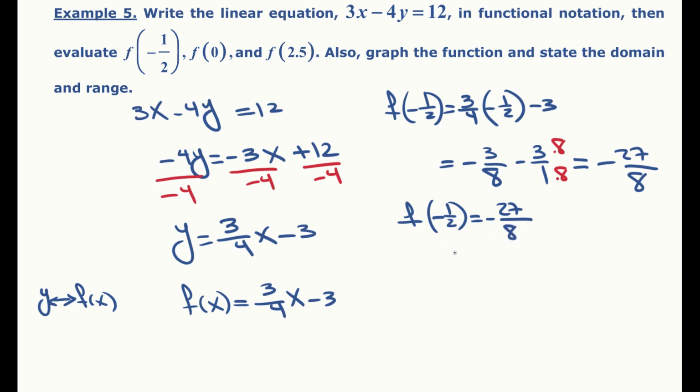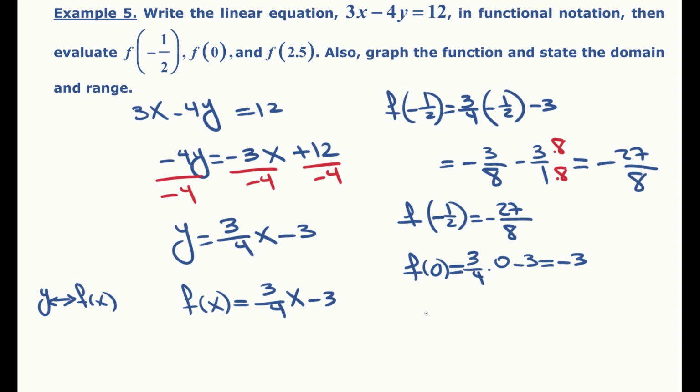All right, f of 0, that's going to be easy. We're just going to substitute 0 for x, so we get 3/4 times 0 minus 3, which gives us, this is going to of course become 0. 0 minus 3 is -3.